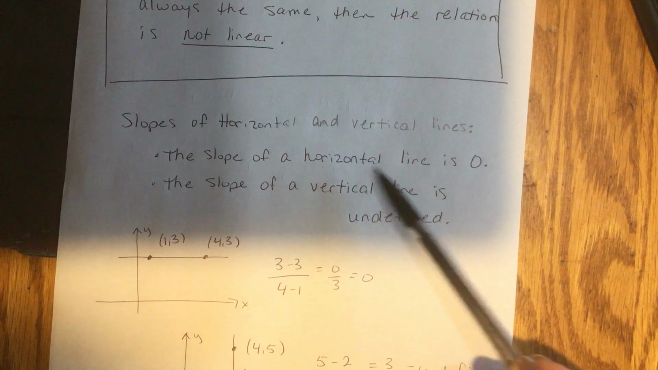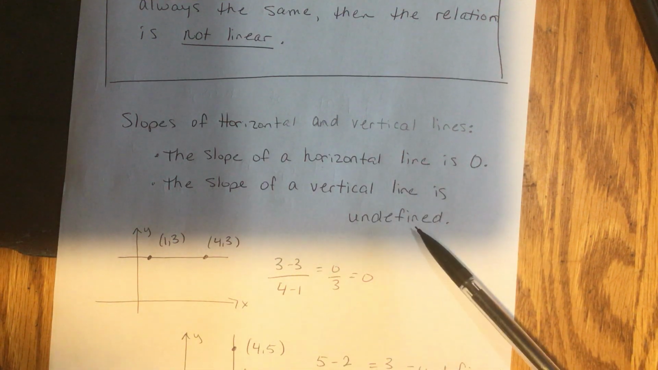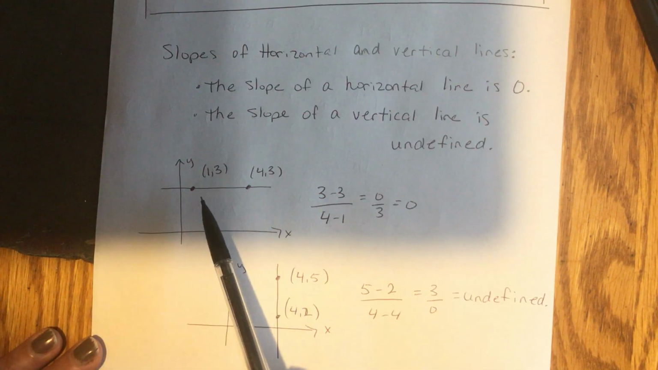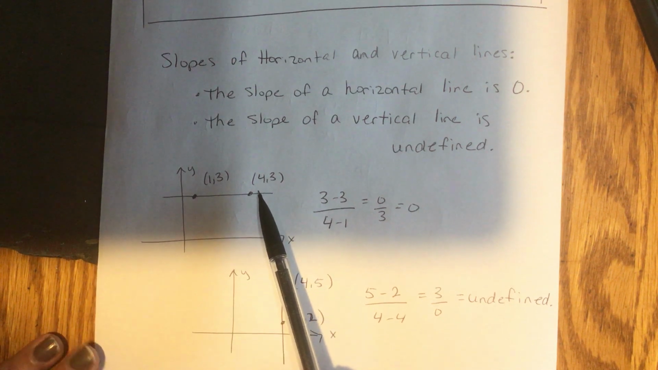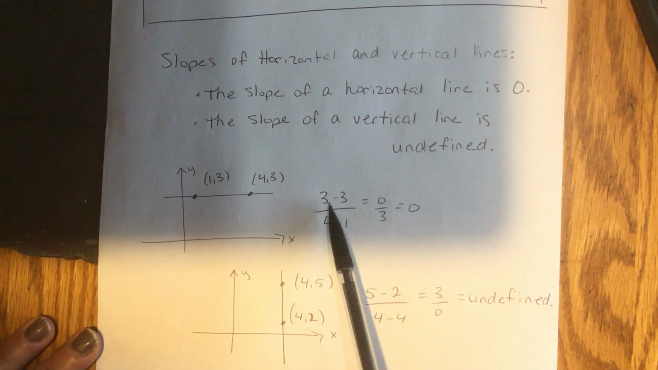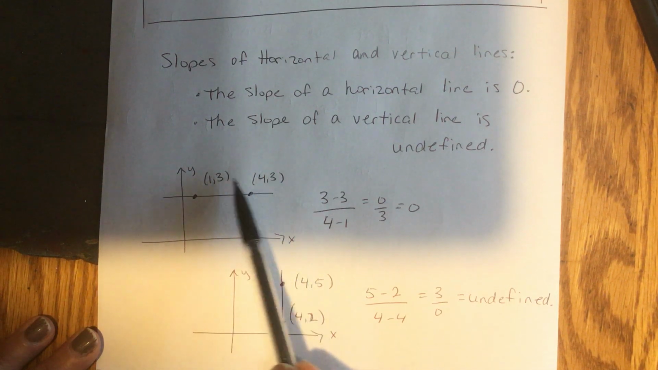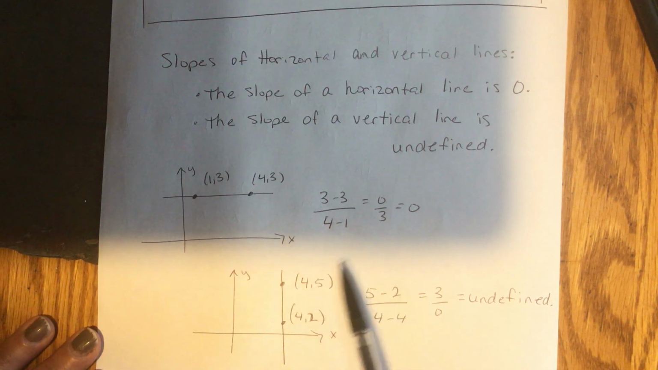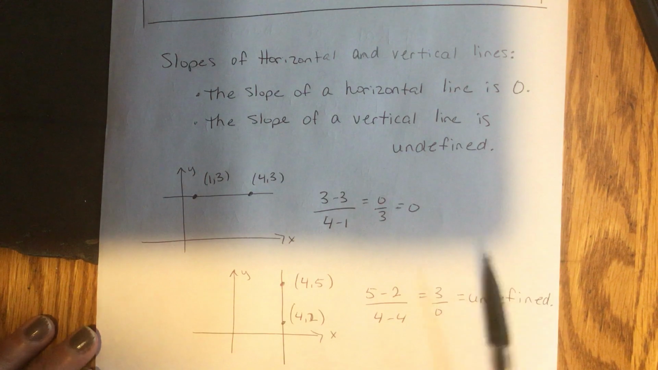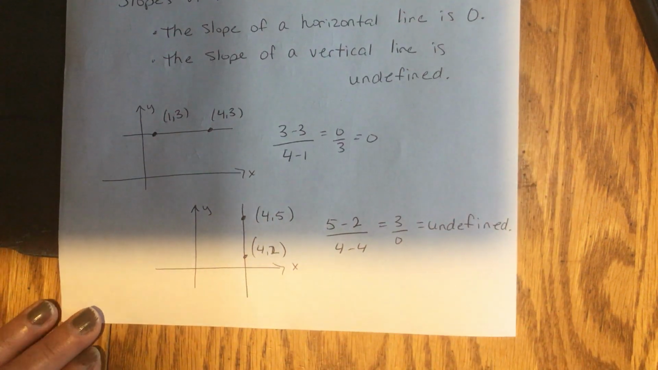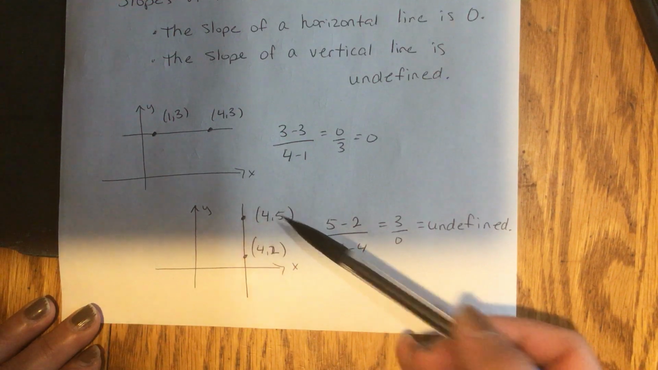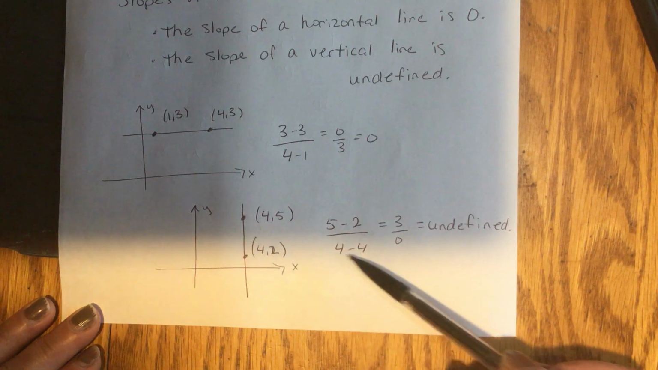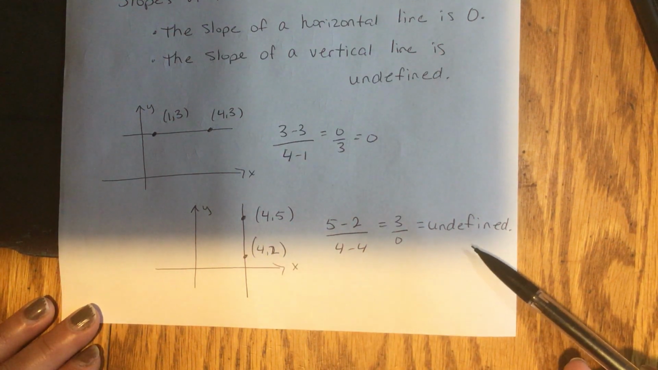Okay, slopes of horizontal and vertical lines. The slope of a horizontal line is 0. The slope of a vertical line is undefined. So a horizontal line could go through a point like 1, 3 and 4, 3. So if you use your formula, 3 minus 3, this is your y2, this is your y1. 3 minus 3 is 0. 4 minus 1, that's your x2 and your x1. 4 minus 1 is 3. 0 divided by 3 is 0. If you have a vertical line, it could go through the point 4, 2 and 4, 5. So if you use your formula, 5 minus 2 is the change in y, 4 minus 4 is the change in x, 3 divided by 0 is undefined.